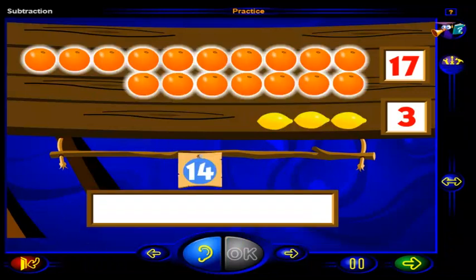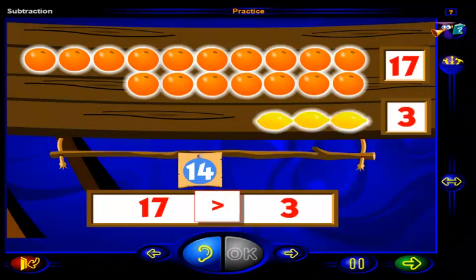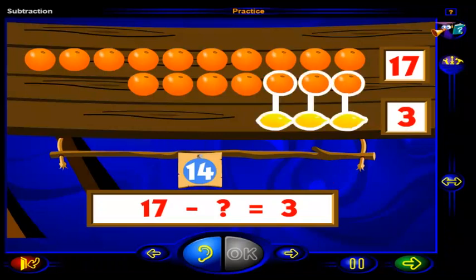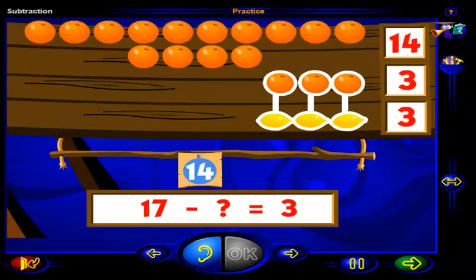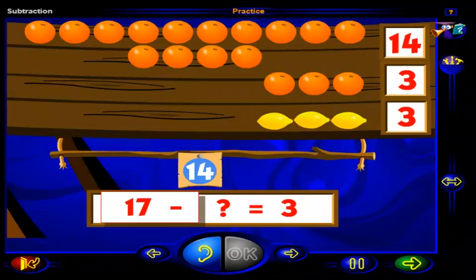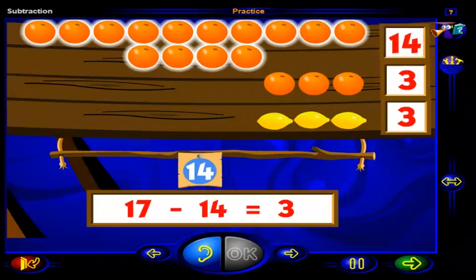The number of oranges, 17, is greater than the number of lemons, 3. So we can subtract a number from 17 to get 3. This number will tell us how many more oranges there are. Now we can see that to have as many oranges as lemons, we need to take away this many oranges. There are 14 oranges here, so 17 minus 14 equals 3. There are 14 more oranges than lemons.